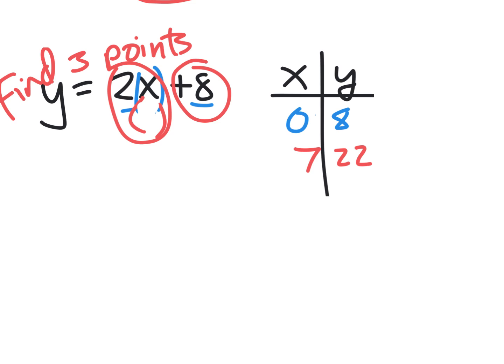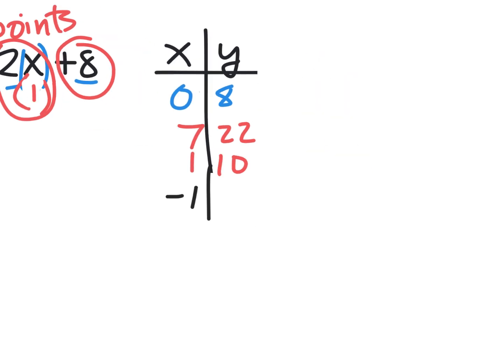How about, did somebody else put in 1? All right, 2 times 1 is 2, plus 8 is 10. So I put in a 1 and I get 10. I bet you that's on a lot of charts, 1, 10. All right, it's not a bad idea to put in a negative number. Because why? Let me show you why.